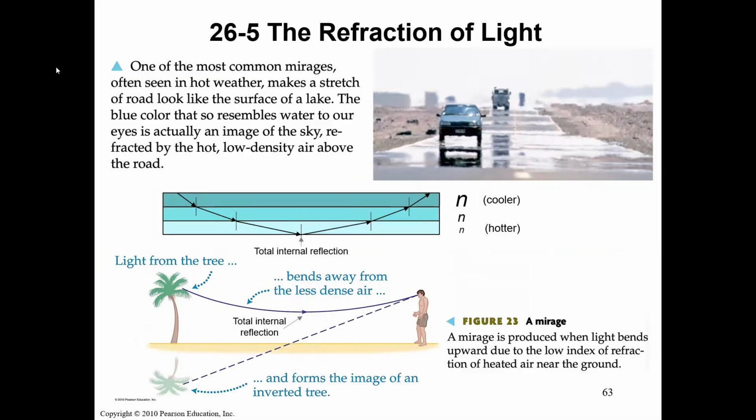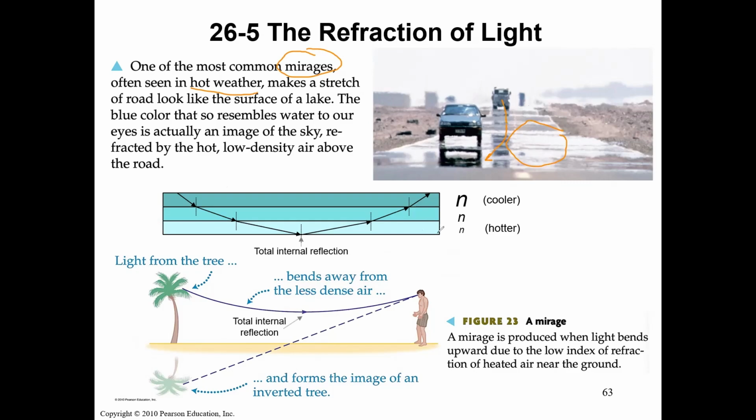One of the consequences of this variable index of refraction is mirage. For example, if you're driving in hot weather, the road will look like a mirror. So how does it work? The road looks like a mirror means that an object far away from you reflects from the road, and then it forms an image below the road, because the road is like a mirror.